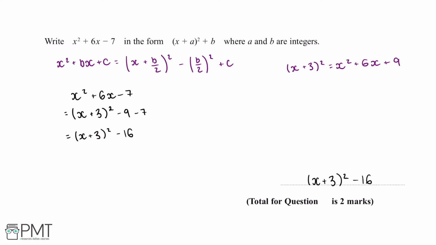And this question's worth 2 marks. We'll get our first mark for having this (x plus 3) squared part of the equation correct, and our second mark for the full correct answer.